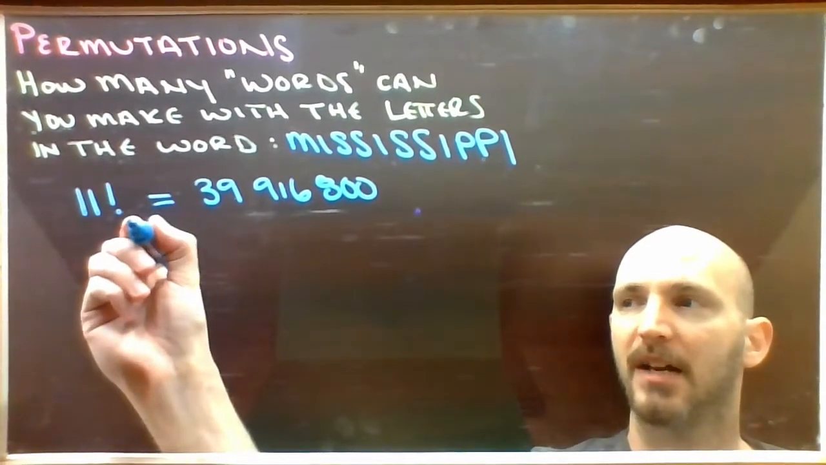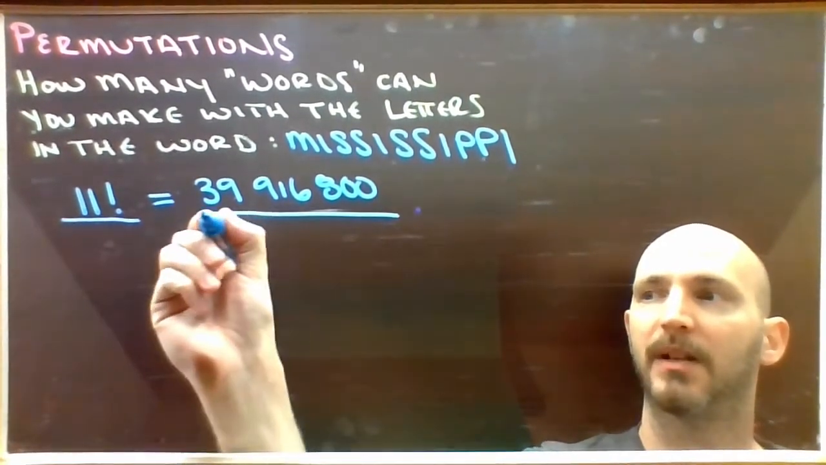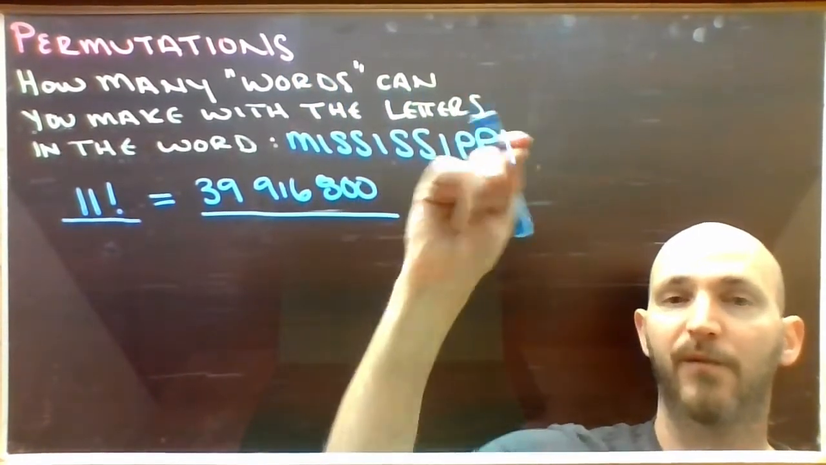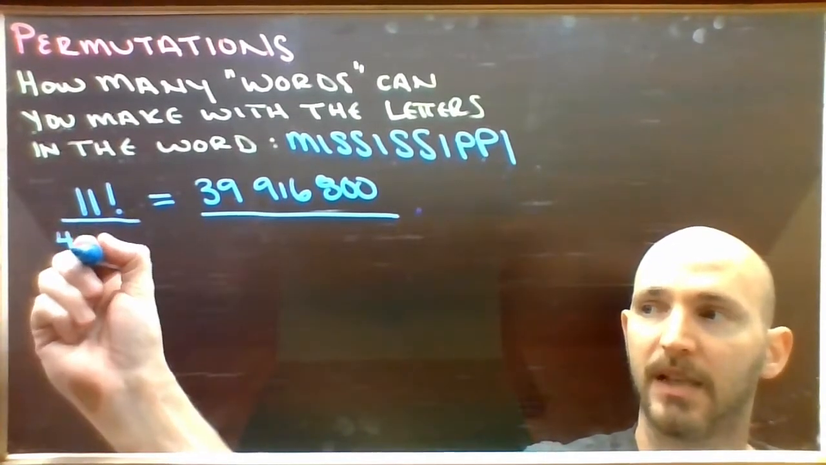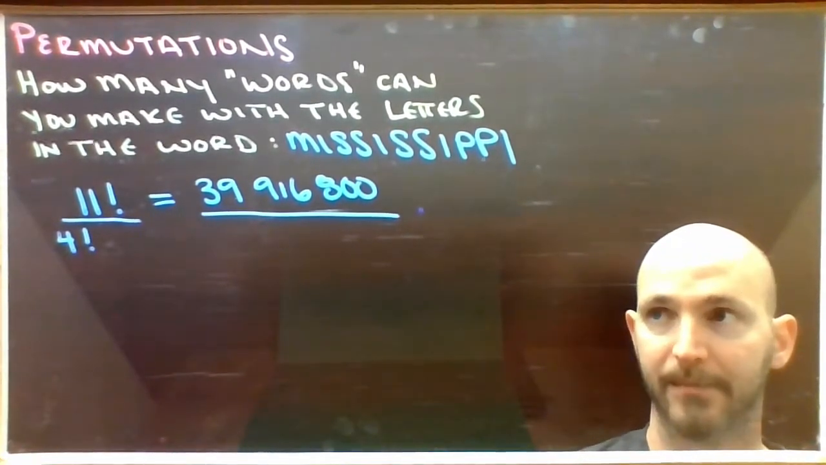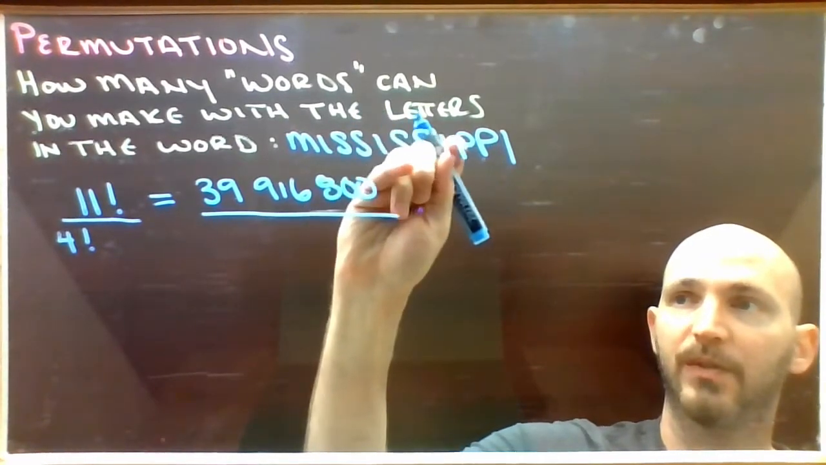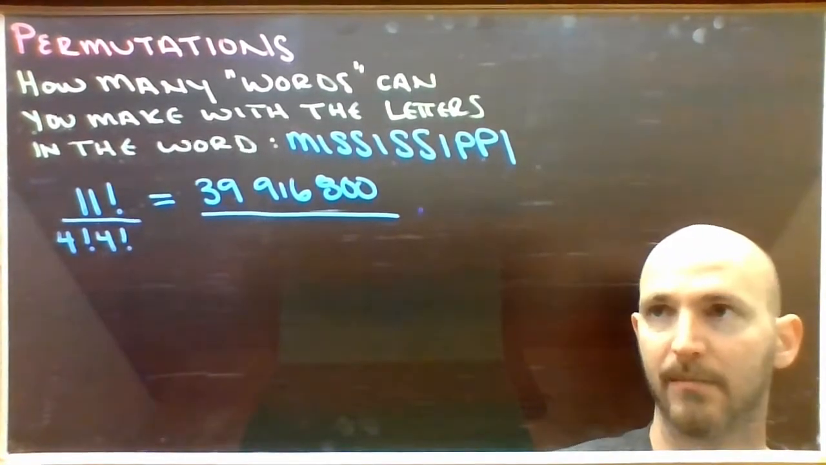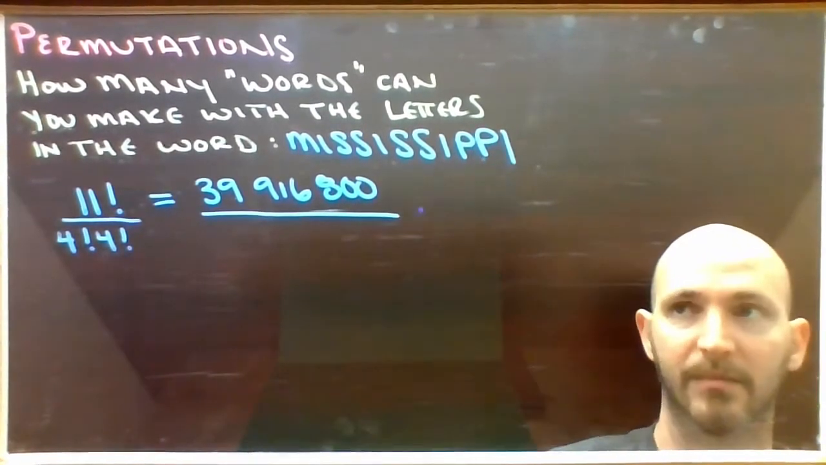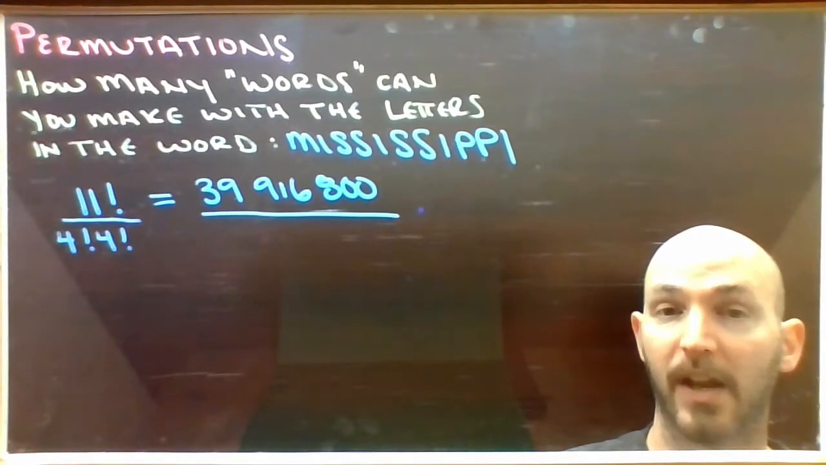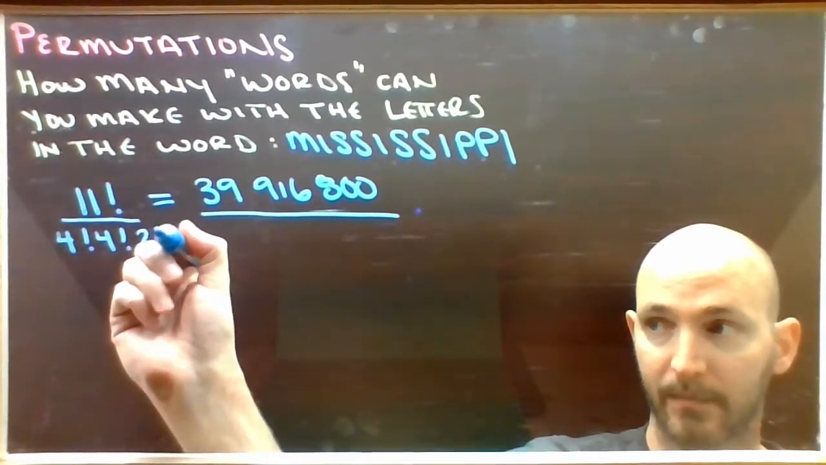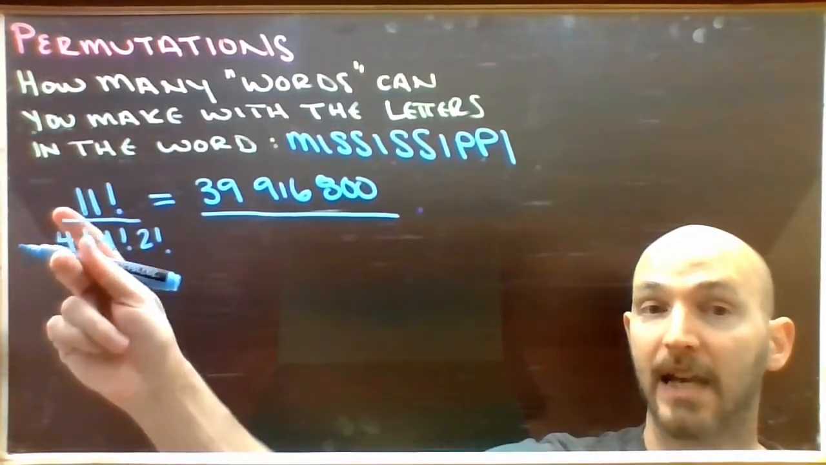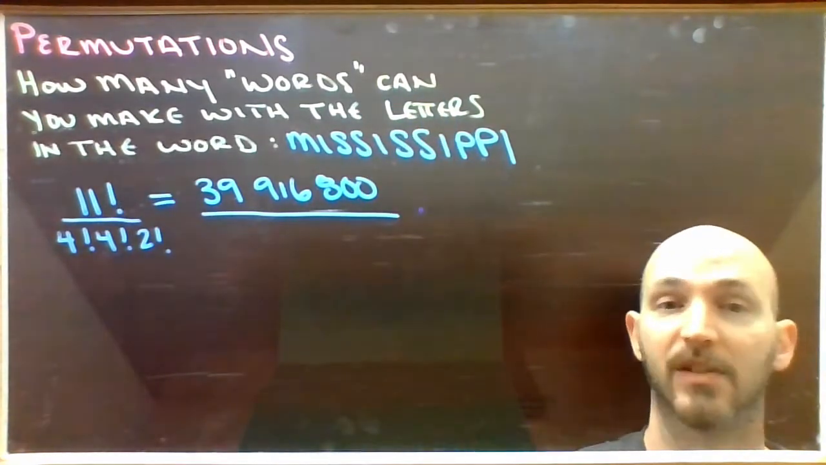So I'm going to get myself a dividing line here to start eliminating combinations. So first off, there are 1, 2, 3, 4 i's. So I need to eliminate the arrangements of those i's. There are 1, 2, 3, 4 s's. So I need to eliminate the arrangements of those s's. And there are 2 p's. So I need to eliminate the arrangements of those 2 p's. So basically I'm taking a shuffling of all the letters and then dividing out all of the shufflings of anything that is indistinguishable.